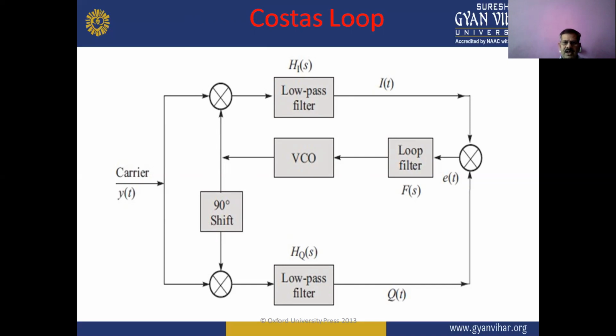product network, and the output of this product network is applied to the loop filter, and the output of this loop filter is applied to the voltage controlled oscillator, and this output of the VCO is again applied to the two multipliers. So this is the Costas loop for the modulation system.